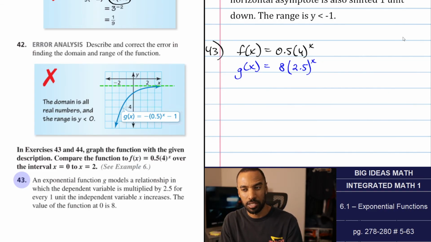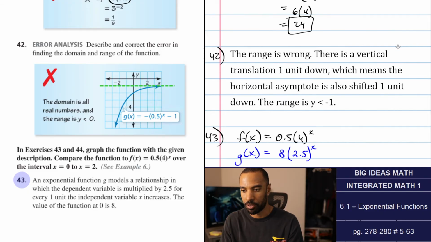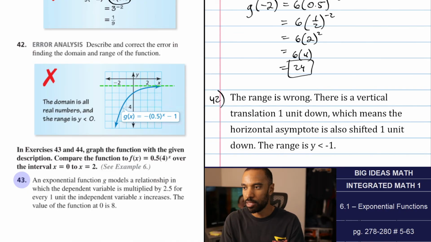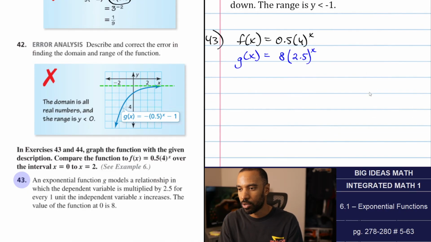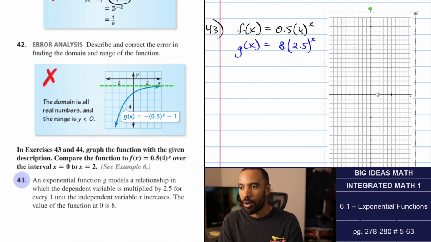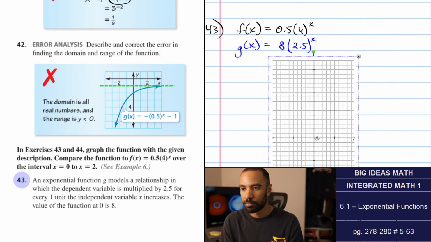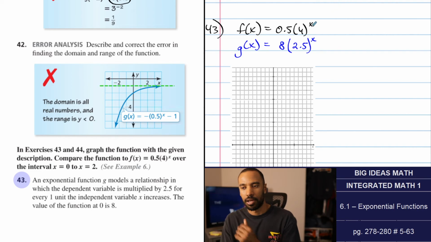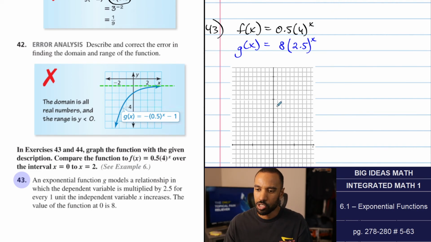Now, these are way different graphs, guys. There's very little that's similar, except they're both positive exponential growth. No, I wasn't copying that. I was trying to copy the graph axes. There we go. All right, so for these ones, let's start with f. 0.5 is the y-intercept. First of all, these have the same horizontal asymptote right here, no shift.